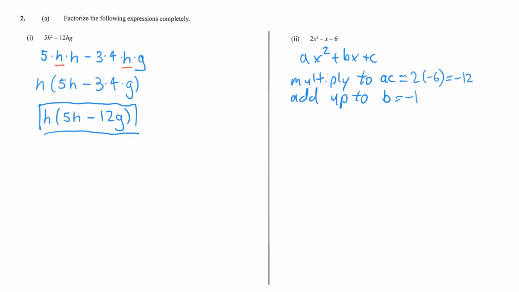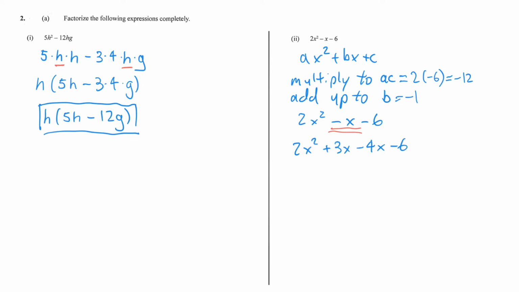We're going to start by rewriting our expression 2x squared minus x minus 6. But what we're going to do is rewrite that middle term, the minus x, using the two numbers that we came up with, the 3 and the negative 4. I'm going to rewrite this as 2x squared plus 3x minus 4x and then minus 6.